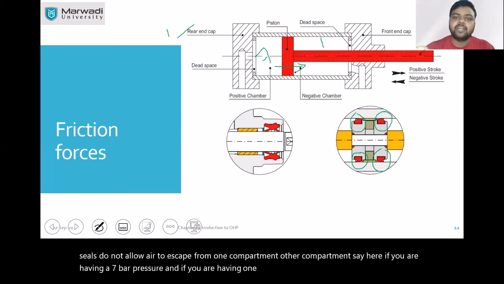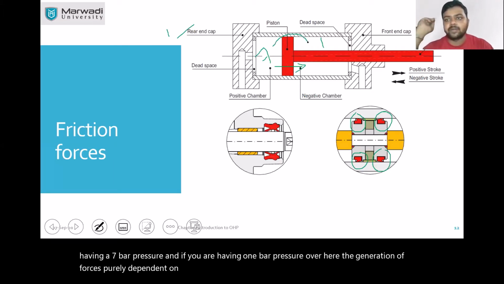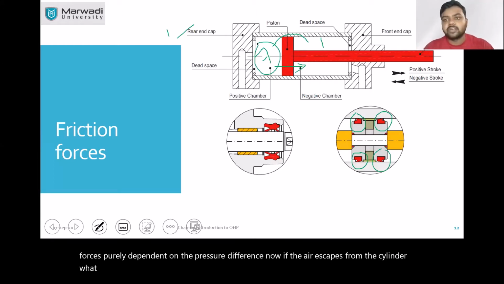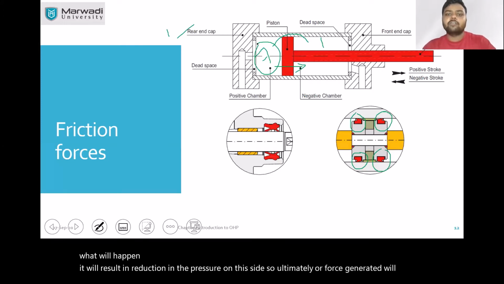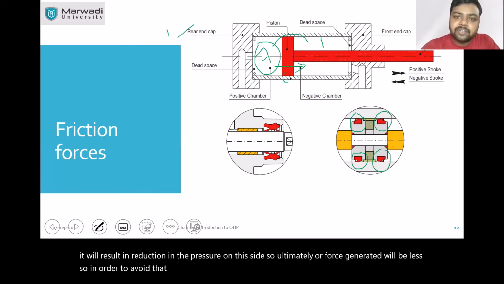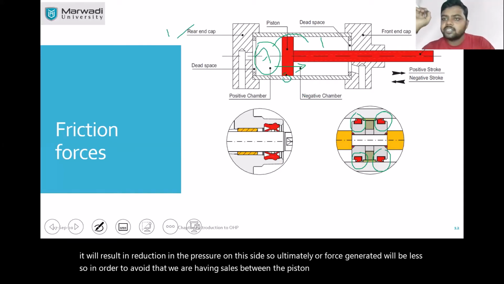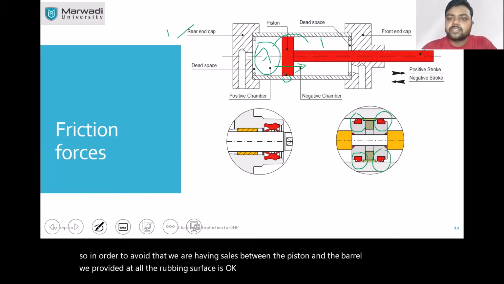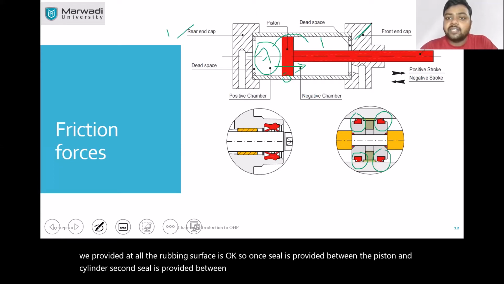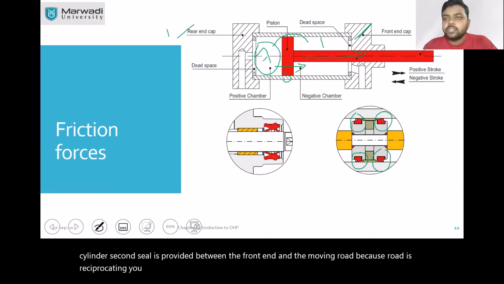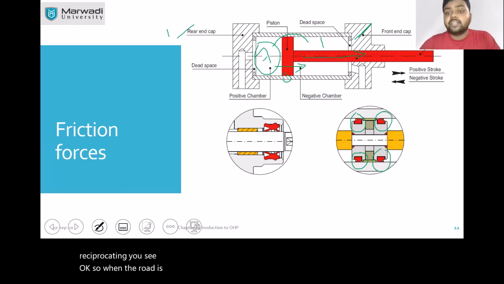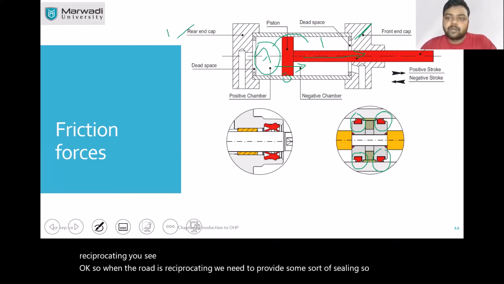Now if the air escapes from the cylinder, what will happen? It will reduce the pressure on this side, so ultimately the force generated will be less, right? So in order to avoid that, we have seals between the piston and the barrel. Seals are actually provided at all the rubbing surfaces. One seal is provided between the piston and cylinder, and a second seal is provided between the front end and the moving rod, because the rod is reciprocating. When the rod is reciprocating, we need to provide some sealing so that air does not escape from that compartment also.